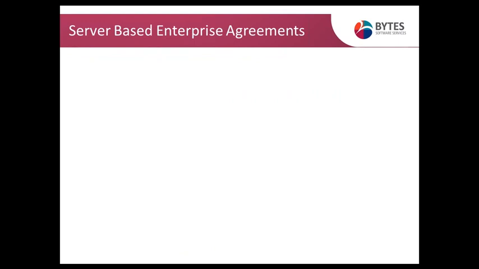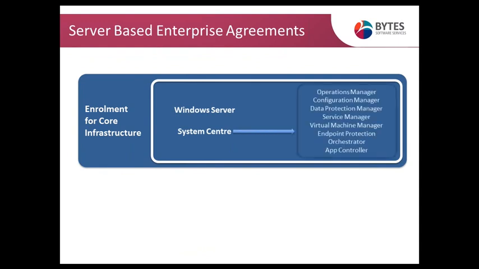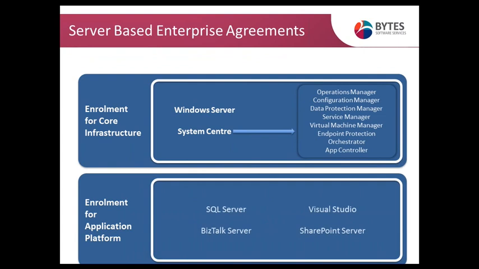Now we move on to the server-based enterprise agreements, and I'm going to talk about 2 agreements here. Firstly, the enrolment for core infrastructure, and secondly, the enrolment for application platform. The enrolment for core infrastructure is all about what you want to do about Windows Server and System Center. The enrolment for application platform is about those 4 products there: SQL, Visual Studio, BizTalk and SharePoint.